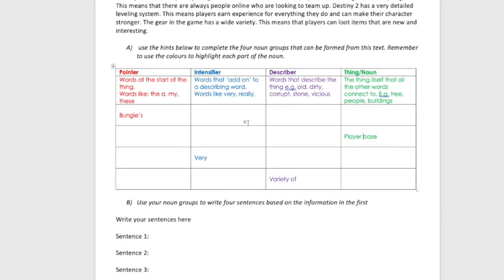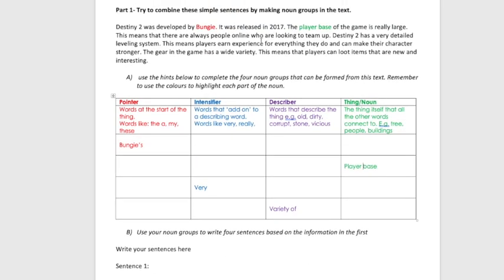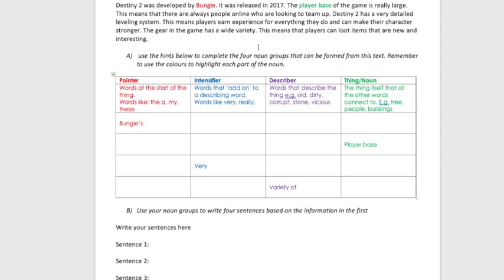So we ask ourselves, what was released in 2017? Now the answer might already be coming to your mind, but I'm not going to tell you in this case. What you should be looking at is your noun groups and thinking, well, which of these noun groups was released in 2017? In a similar way, we can look at this fourth sentence. This means that there are always people online who are looking to team up. So what noun could mean that there's people looking to team up? Which one of these might be able to start that sentence?